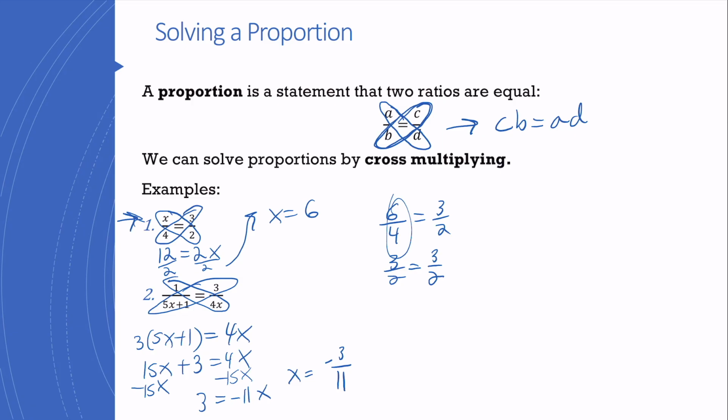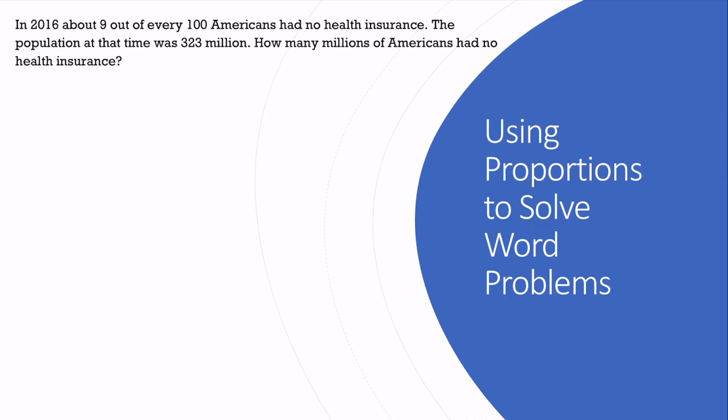But a lot of proportion problems that we are going to see are going to be in word problems. So let's practice using proportions to solve word problems. So what's really crucial is that what ends up in our numerator and what ends up in our denominator have the same units. So let's look at this example. In 2016, about 9 out of every 100 Americans had no health insurance. So 9 out of every 100 people had no health insurance. So this was like those with no insurance, just out of 100 people, right?